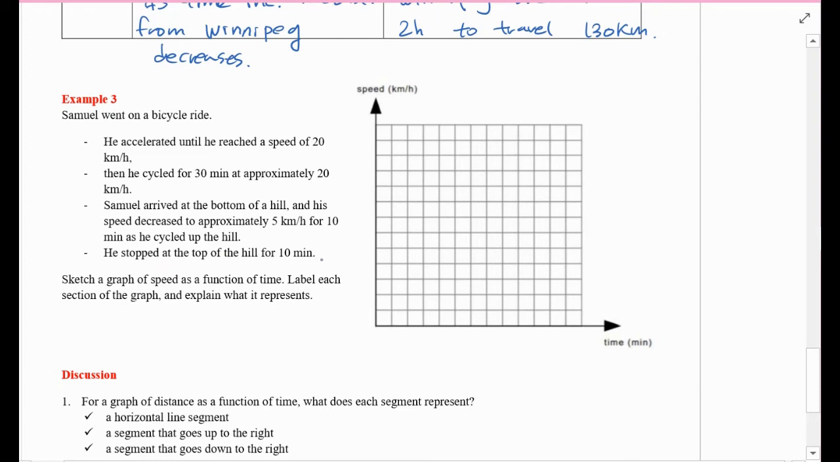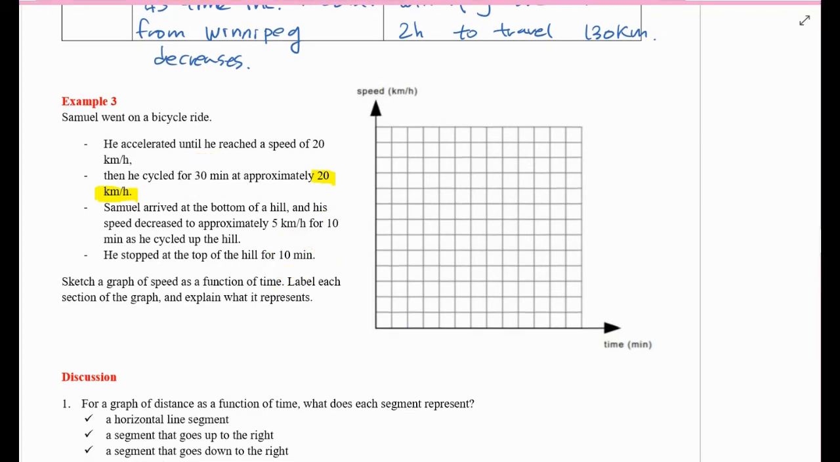So what we're going to do is we're going to decide the scale first. So I'm going to read the numbers given here. So his maximum speed was 20 kilometers per hour. And the time, horizontal, time here: 30 minutes, 10 minutes, and 10 minutes. So it's about like less than 1 hour. We can think about the horizontal axis, and the maximum value on the horizontal axis can be less than 60, right?